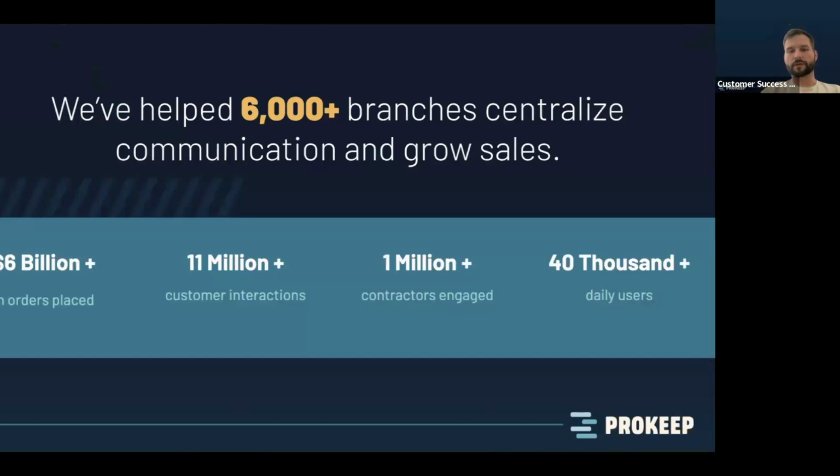A little bit about Prokeep as well. Historically, we've supported over 6,000 branches, and have 6,000-plus branches in the distribution space throughout the United States and Canada who are taking advantage of our ability to centralize communication and help grow their sales and better improve their customer experience day in and day out. We've had over 6 billion in orders placed through Prokeep, 11 million interactions, and 1+ million contractors engaged via Prokeep. And we have over 40,000 unique daily users at various branches and distributors throughout the US and Canada taking advantage of Prokeep to support their customer interactions.